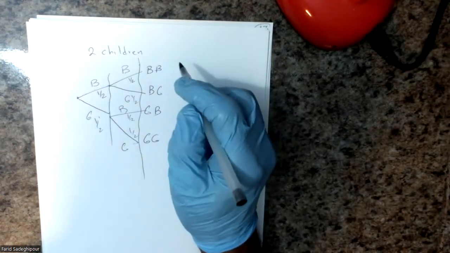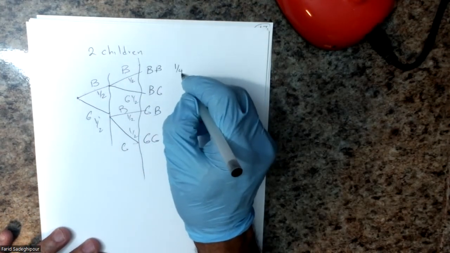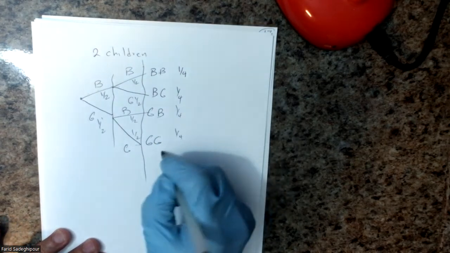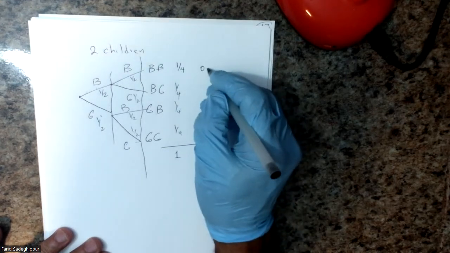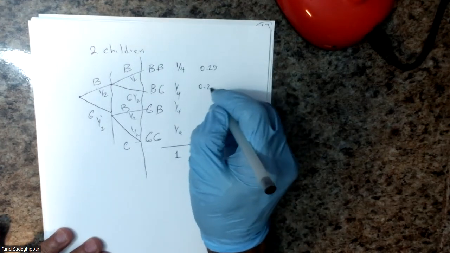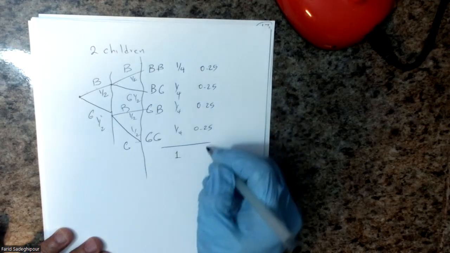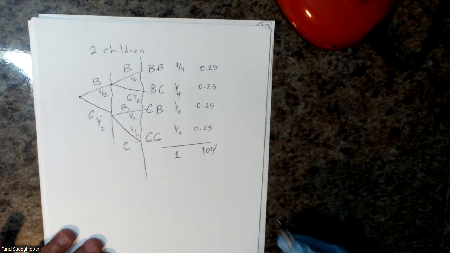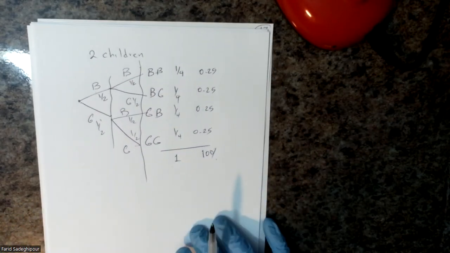And now how do I calculate the probability? 1/2 times 1/2 is 1/4, 1/4, 1/4, 1/4. The sum of the probabilities always has to be 1 because each of these is 25%. So the sum always has to be 100% or 1. This is for when a couple wants to have 2.